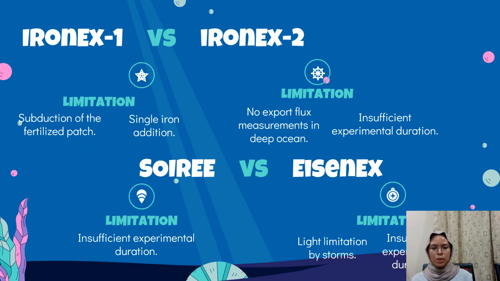Between the experiments, there are also limitations that have been observed. For IronEx 1, one of the limitations is the subduction of the fertilized patch, because of the single iron addition. For IronEx 2, one of the limitations is that there is no export flux measurement in the deep ocean, and there is insufficient experiment duration. For SOIREE, the limitation is the insufficient experimental duration. For EIFEX, it is because of the light limitation by storms.